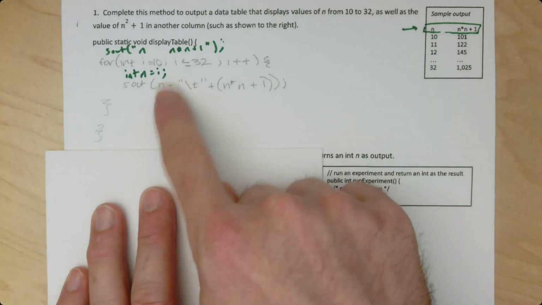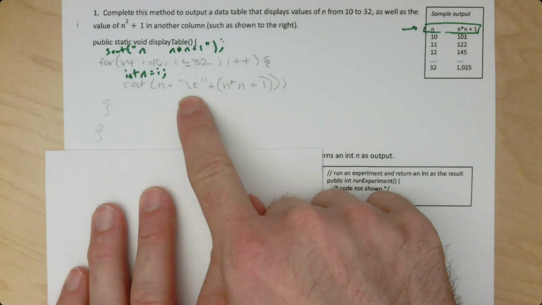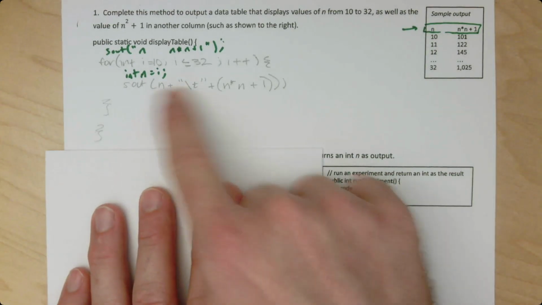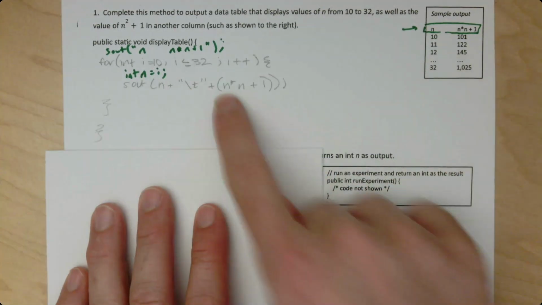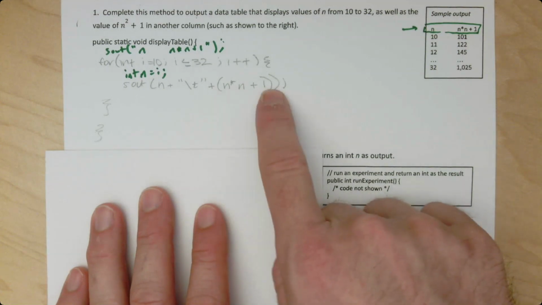Inside the loop, we take a number and display it, and that's going to be the left-hand number. This \t makes a tab, but you could have just put spaces. That's okay. So we'll display the number and then some space, and then the number in the right-hand column is calculated by taking the initial number, multiplying it by itself, and adding 1.